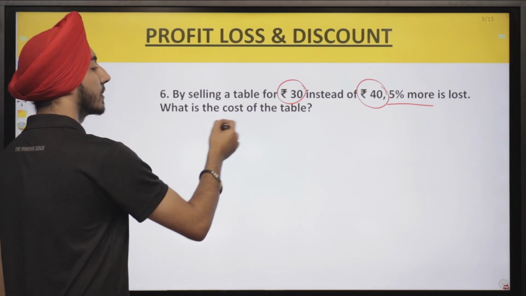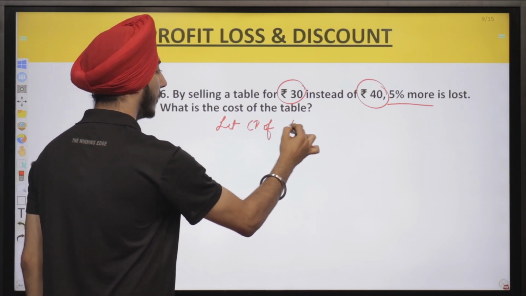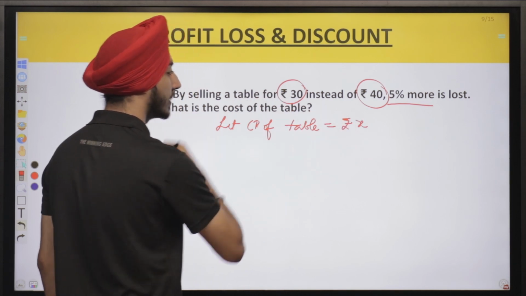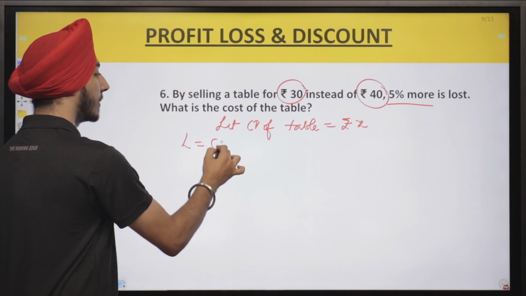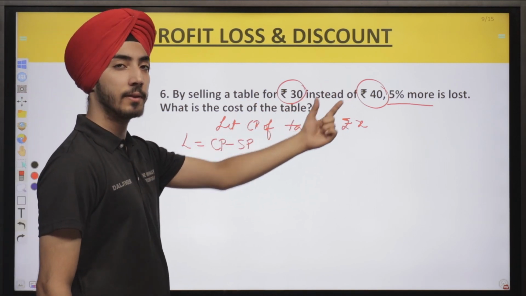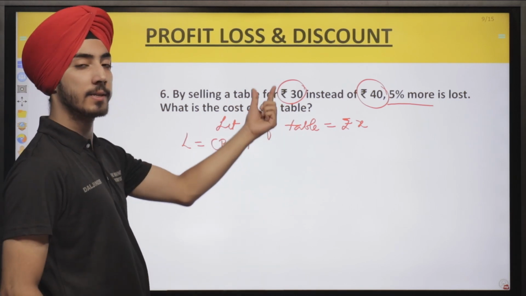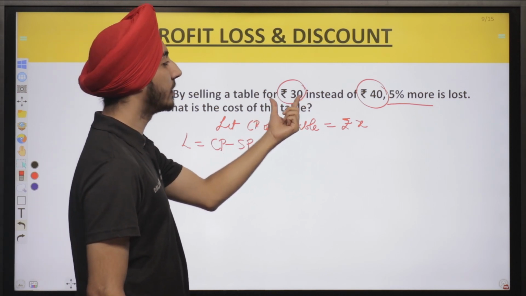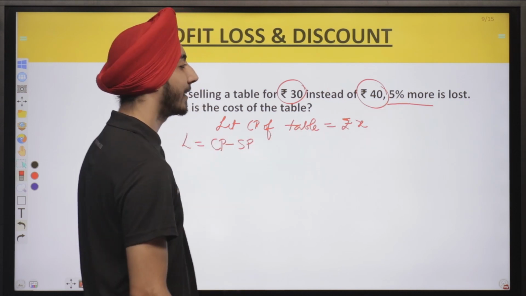So let's assume the cost price to be X. Let CP of table to be rupees X. Okay. So we know the formula for loss. Loss is CP minus SP. Now there are two cases of loss given, and it is telling you that 30 rupees में जब वो sell कर रहा है, obviously when we are selling it at a lower price, this loss is more, है ना? Difference between the two losses is how much? 5%. दोनों loss में difference जो है 5% है.